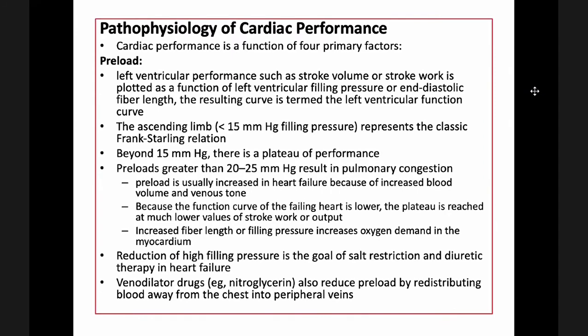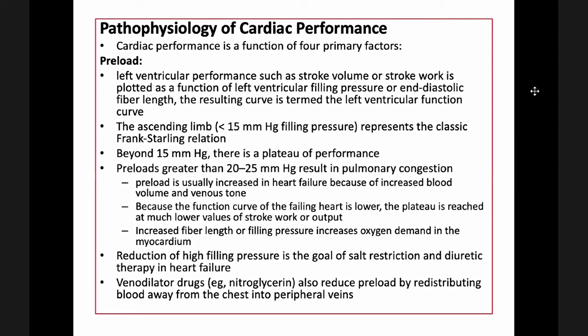So the cardiac performance is a function of four primary factors. You have your preload, the afterload, contractility, as well as the heart rate. So your left ventricular performance, such as stroke volume or stroke work, is plotted as a function of your left ventricular filling pressure or end diastolic fiber length. So the resulting curve is termed the left ventricular function curve.